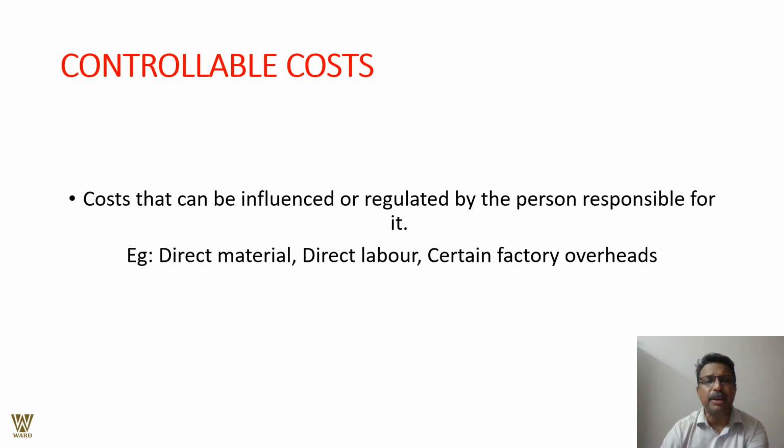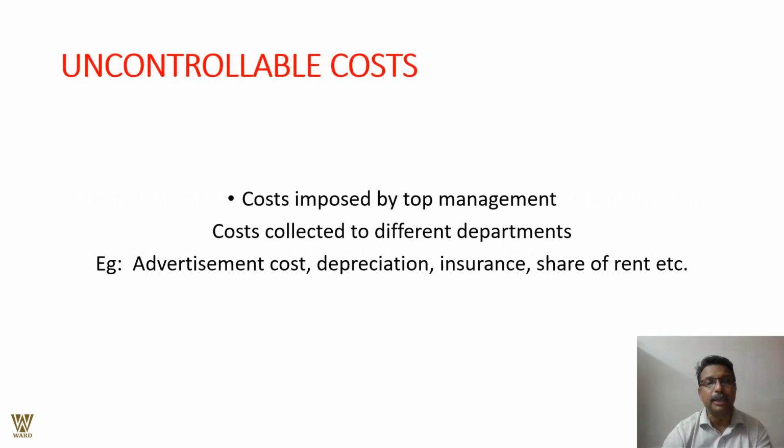Controllable costs are costs that can be influenced or regulated by a person responsible for them. Can it be controlled? Definitely yes. We can have trade-offs. There are complementary goods. Let's say you want to have a cup of tea, probably you can replace it with a cup of coffee, and so on and so forth. So there are a lot of complementary things. Example: direct material, direct labor, certain factory overheads per se.